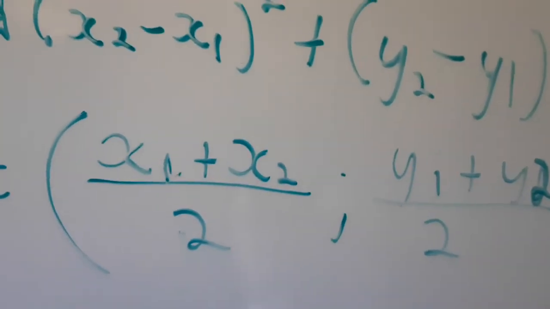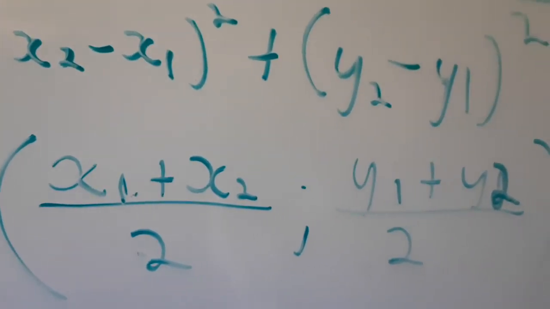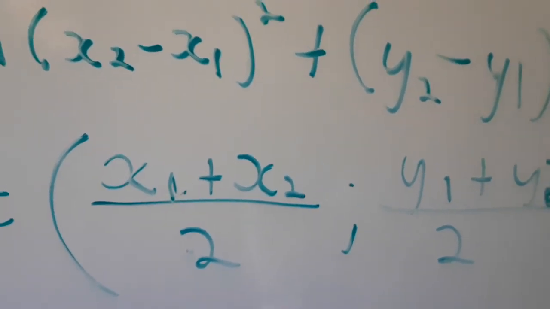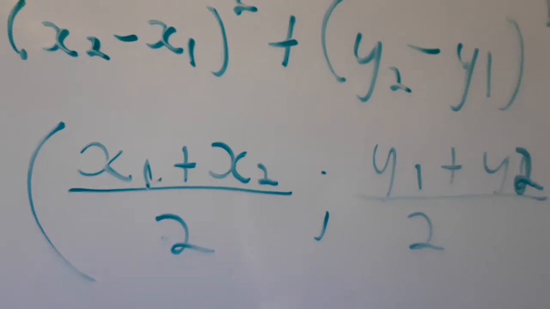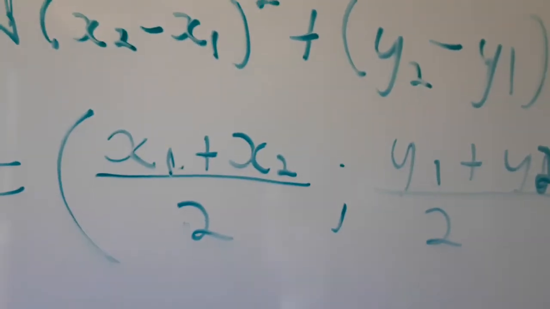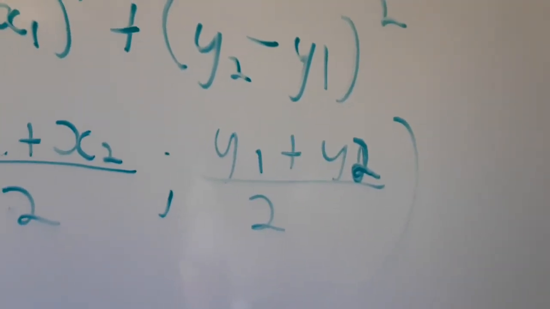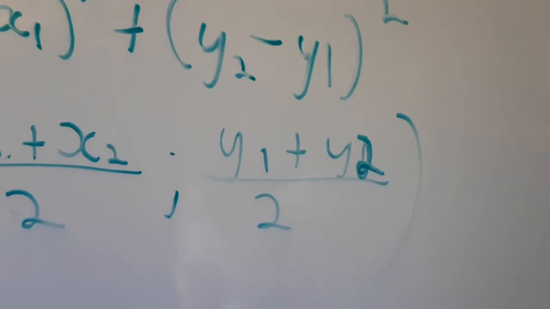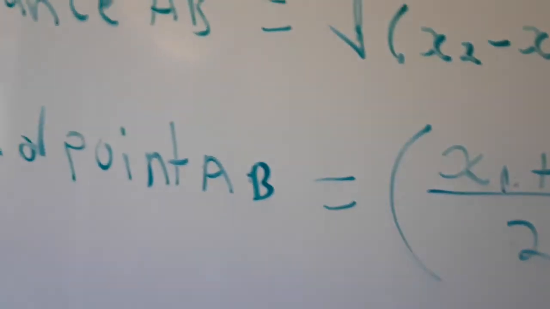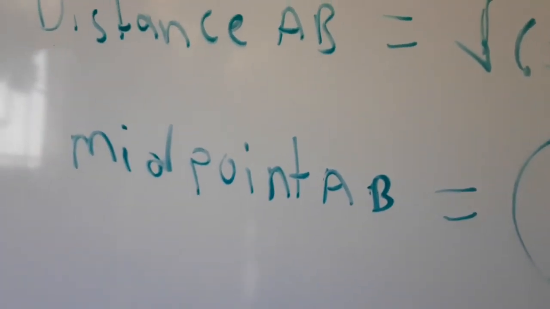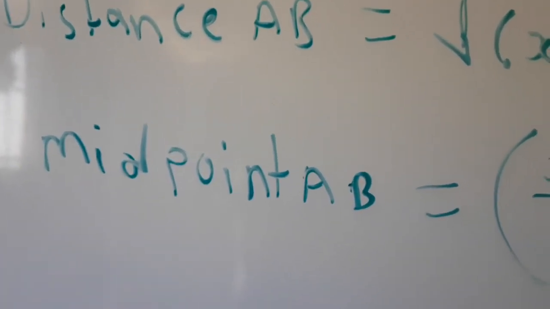So it's going to be x1 plus x2 over 2. You add the two points and then you divide by 2. Then you get the point in the middle. Then you add the two points of y all over 2. Then you get the middle in y. This is also what we need to calculate.